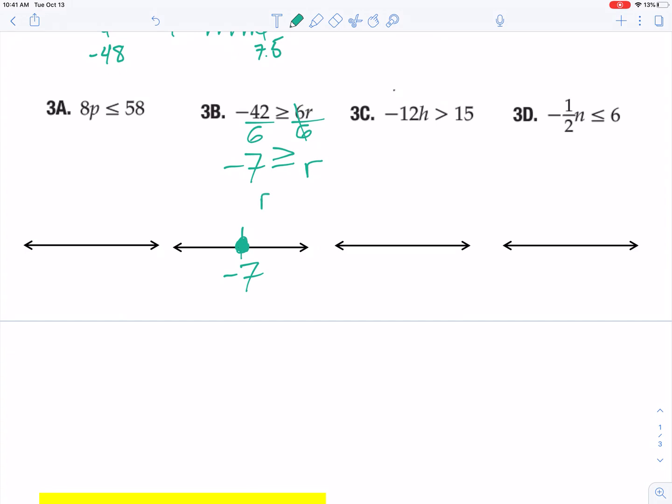And let's rewrite this so that r is less than or equal to -7. If I want to get fancy, I can put it in set builder notation. Numbers smaller than -7 are to the left.